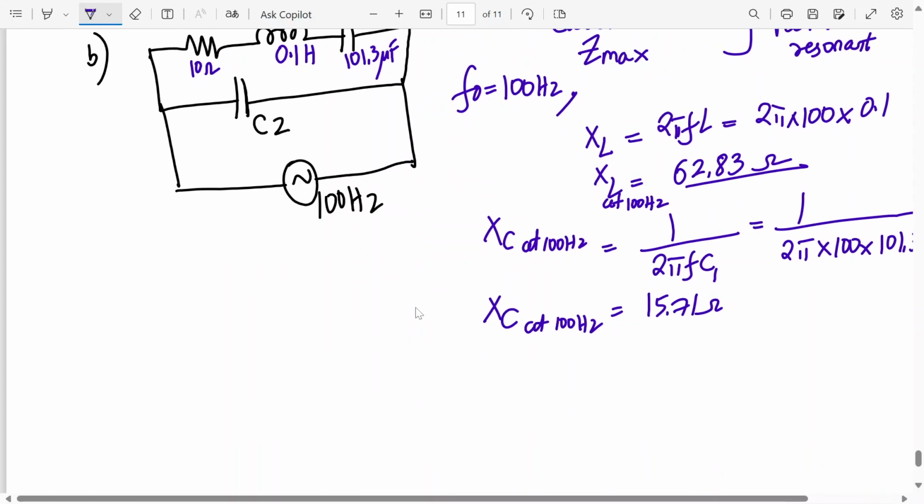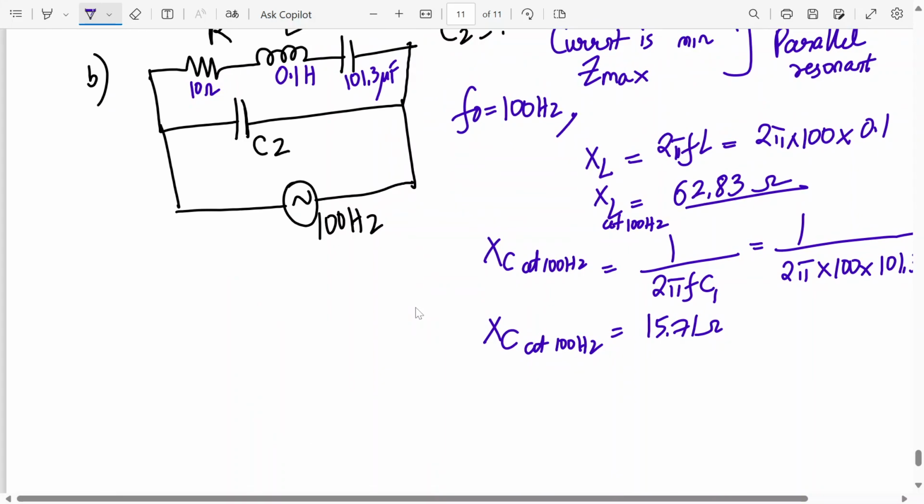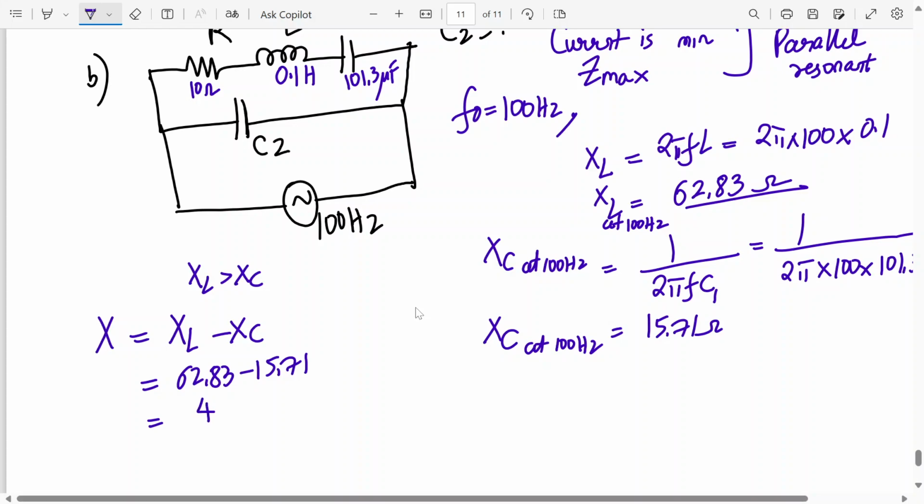So what is the total X now? Which is greater? XL is greater, right? XL is greater than XC. So now calculate this X. How much is it? 47 point something, 47.12, right?